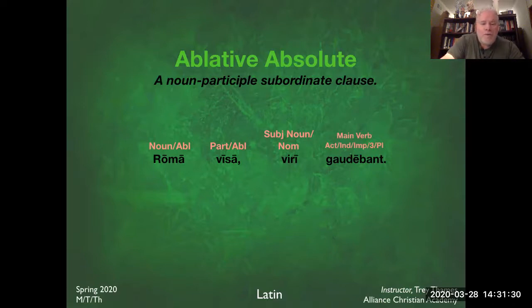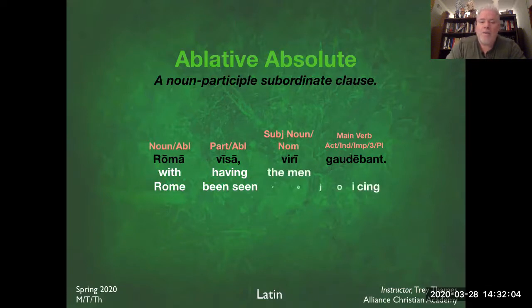So what do we do with this? All right, well, let's look at the basic translation for each individual word. Roma, it's ablative. So remember, it's like by, with, or from. So we're just going to go with Rome. Visa, well, since it's the passive perfect participle, you translate it having been seen. If this had been the present participle active, you would have said seeing, but this is having been seen. The action is being done to that person or that thing, having been seen. And of course, the men were rejoicing.